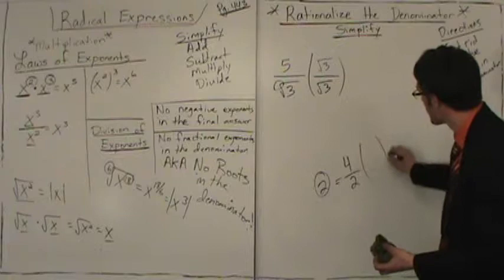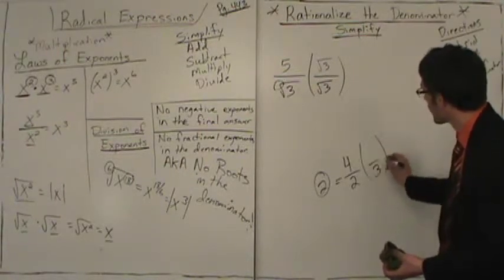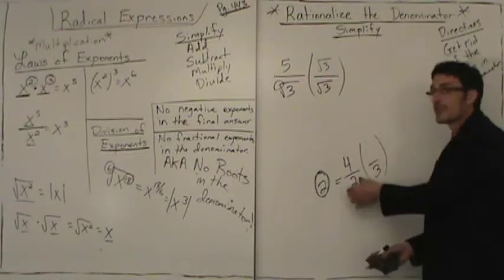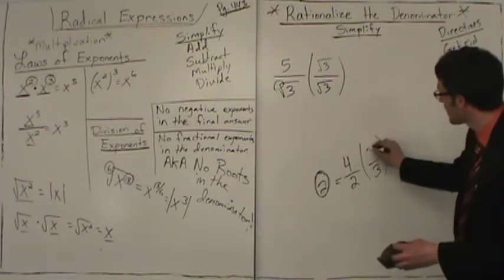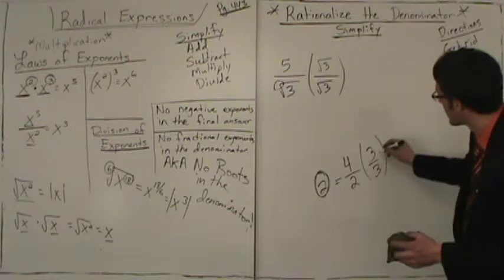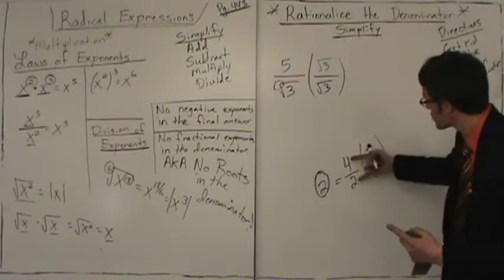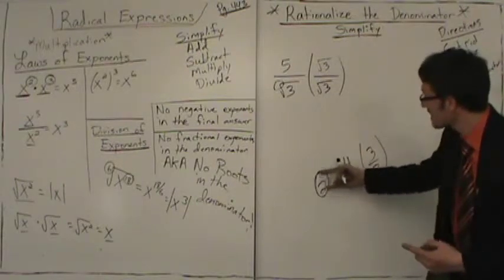Okay, if we multiply the bottom of this fraction by 3, what do we have to also do to the top to keep the answer the same? We can't change the value of 4 over 2. So if we multiply the bottom by 3, we also have to multiply the top by 3. What is 3 divided by 3? 3 divided by 3 is 1. So if we take 2 and multiply by 1, we still get 2.